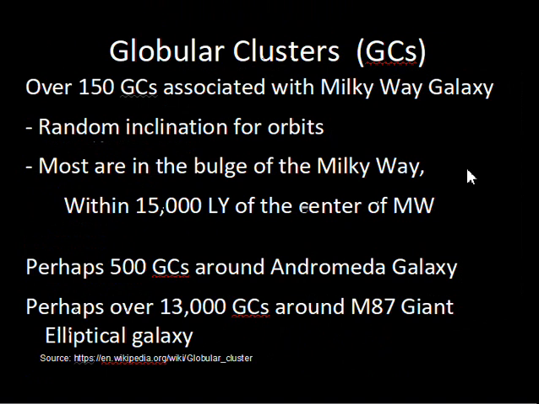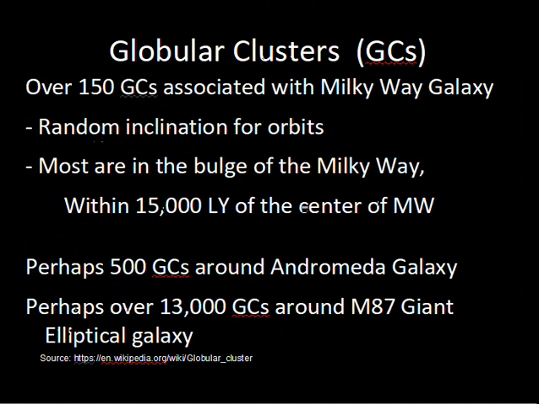The Andromeda galaxy has been studied in the space around the galaxy, and there are rough estimates of perhaps 500 globular clusters around it. It is a larger galaxy than the Milky Way and has more gravitational force in the space around it. Then there is a study of M87, a giant elliptical galaxy that's bigger than both the Milky Way and the Andromeda Galaxy. I hope I'm correct in saying that, but that's my memory. There are perhaps over 13,000 globular clusters in the space near this giant elliptical galaxy.